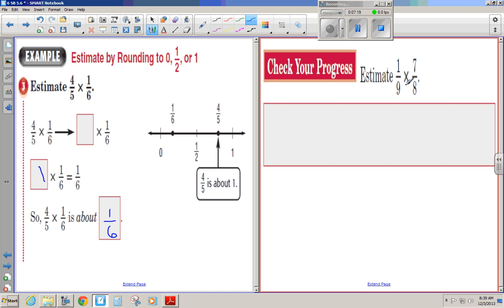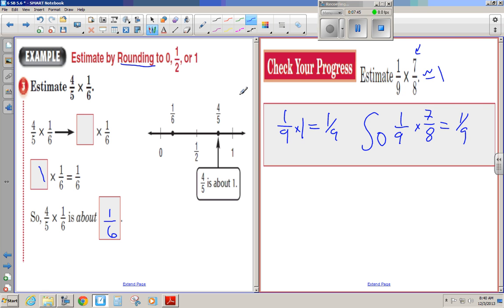So here, if you wanted to do this by rounding, you could look at 7/8 and say, wow, that is very, very close to 1, that is approximately 1. So 1/9 times 1 is, of course, 1/9. So you can estimate that 1/9 times 7/8 is approximately 1/9. No, it's not exact. It's an approximation. It's about 1/9.